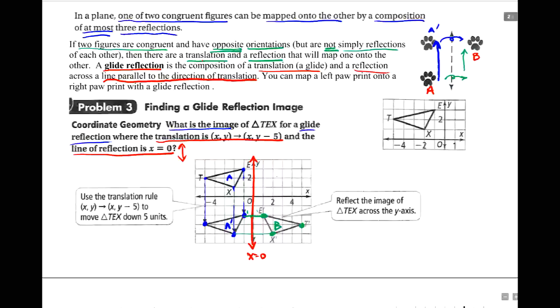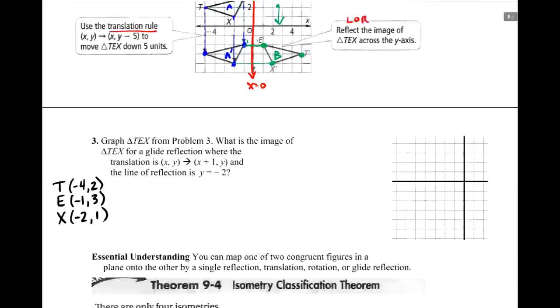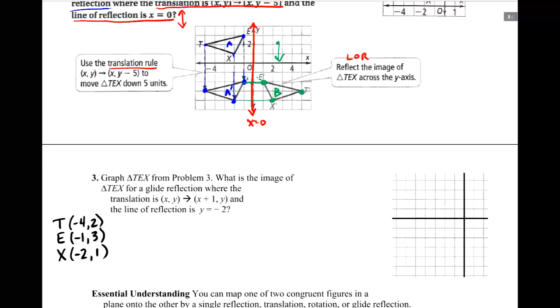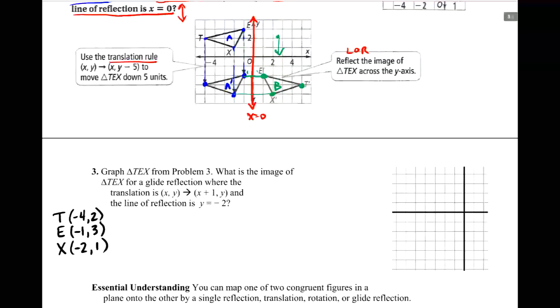We could have reflected first and ended up over here in this quadrant and then glided down. Doesn't matter. We use our translation rule and our line of reflection. So don't forget, use your translation rule and your line of reflection. All right, the next problem uses the triangle TEX from above. So pause the video, see if you can do this problem.